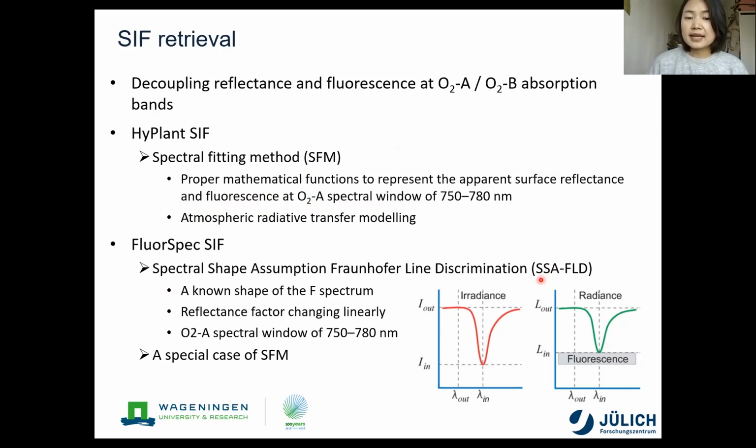For SSA-FLD to retrieve FluorSpec SIF, we have two assumptions. The first one is that we already know the chlorophyll fluorescence spectral shape, and the second is that the reflectance factor changes linearly over the spectral window of 750 to 780 nanometers. So we can say SSA-FLD is a special case of the spectrofitting method.